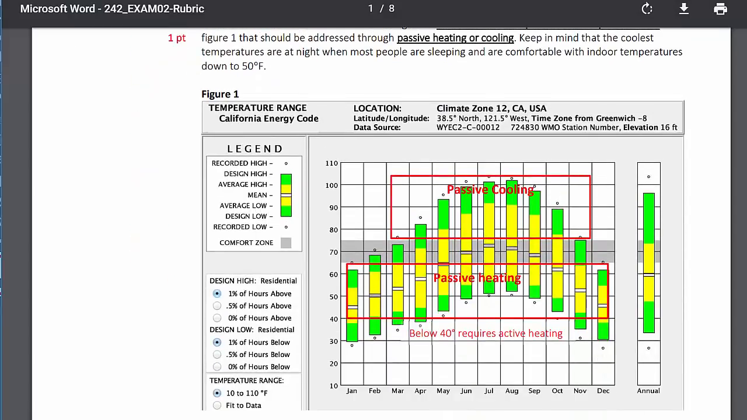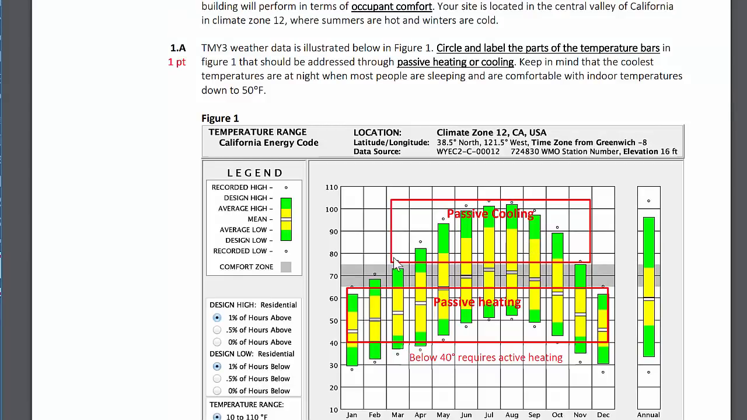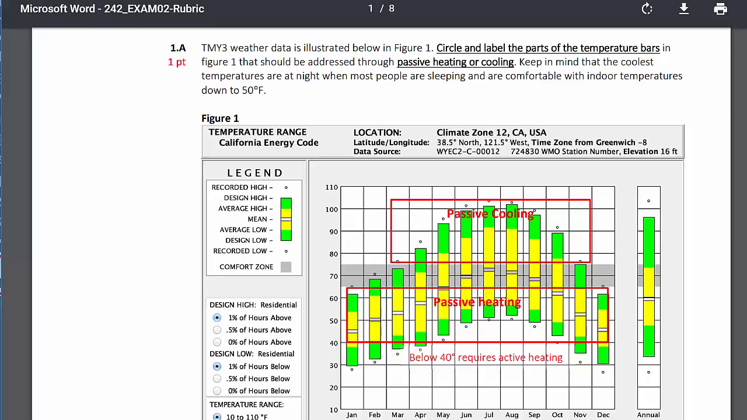So looking quickly at question 1a, passive cooling is just basically everything above the comfort zone. Passive heating is everything below the comfort zone, but we've seen on the psychrometric chart over and over again, and it was mentioned in class and in the reading, that below 40 degrees Fahrenheit, we really require active heating. So if you made bubbles that looked roughly like that, you would get that right.